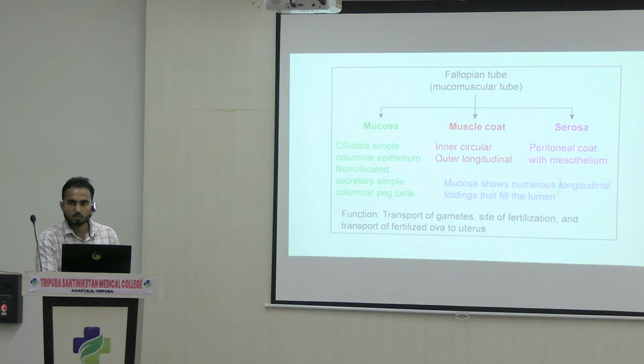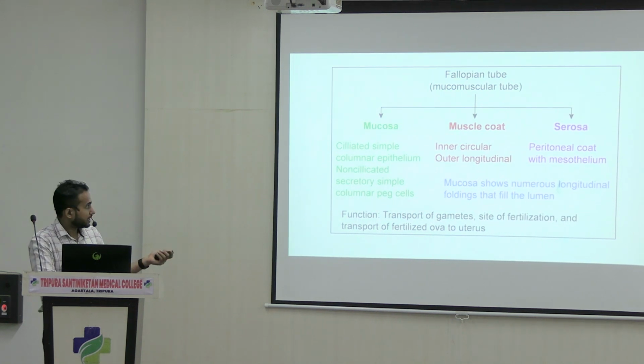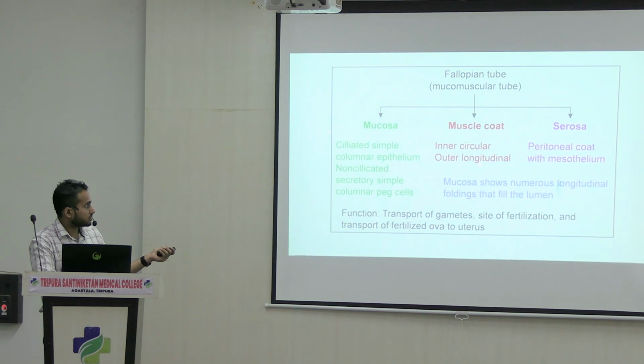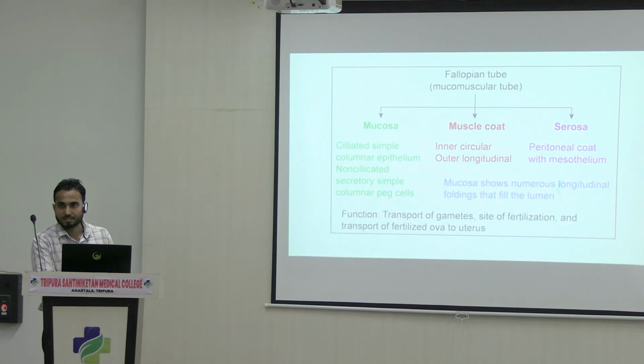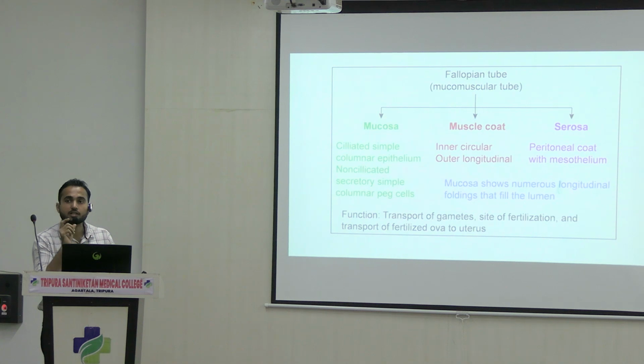Next, the muscle coat. The muscle coat is very important. An inner circular and outer longitudinal muscle coat is present. That is the arrangement of the muscle fibers in the fallopian tube: inner circular and outer longitudinal.